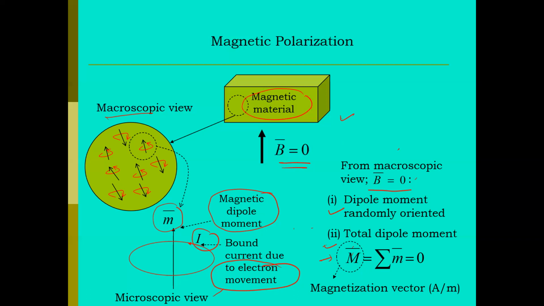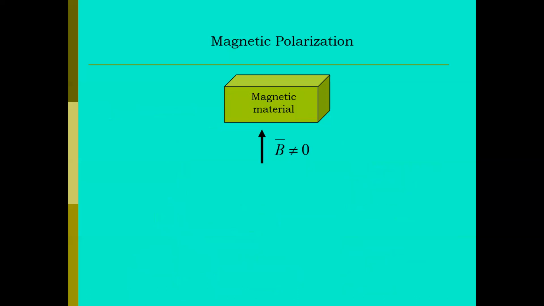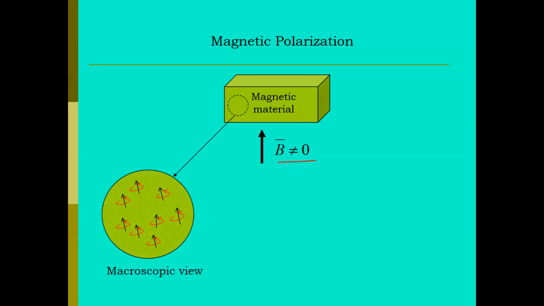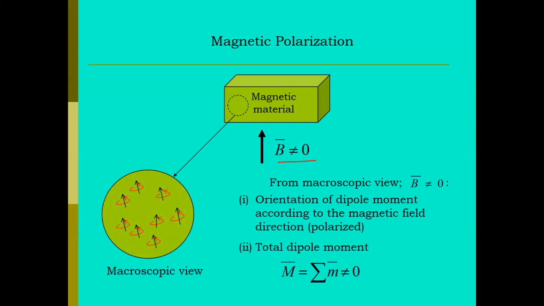That should be the first condition, the first observation, when there is no applied magnetic field to your magnetic material. Okay, now we're going to proceed with the second case, whereby your material is applied with an external field. So now we have a case whereby the B is not 0 anymore. In your macroscopic view, your dipole moments will be aligned according to the direction of your external field, and as such, we can have two observations.